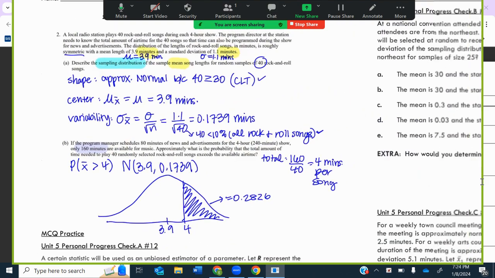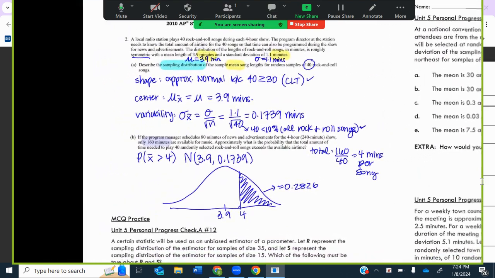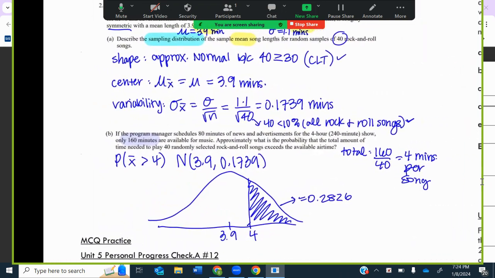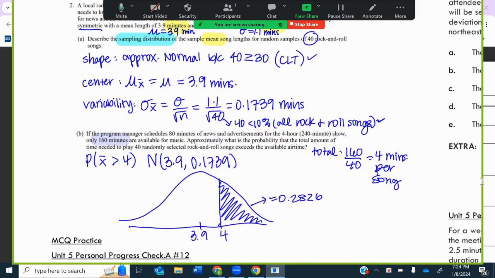All right, so take a look at that problem. You can pause, look back over it. Remember, anytime a question says distribution, we need shape. Let's see, I'll do blue. Shape, center, variability.